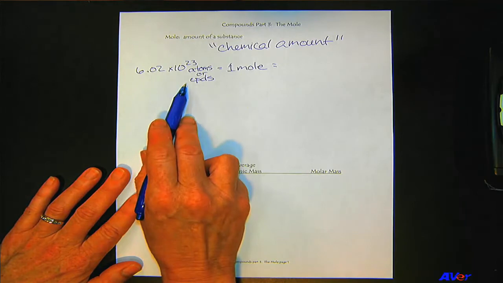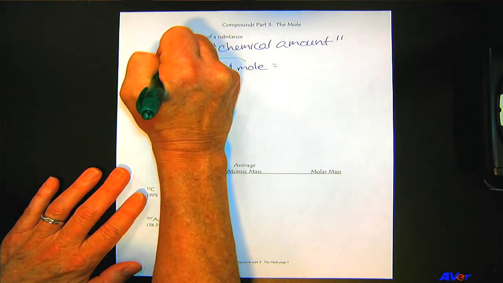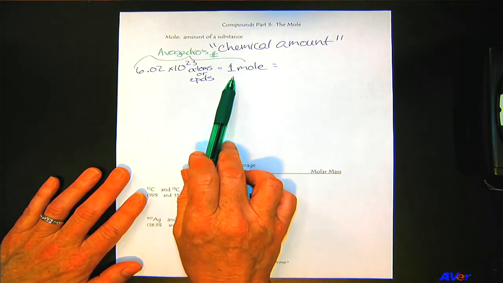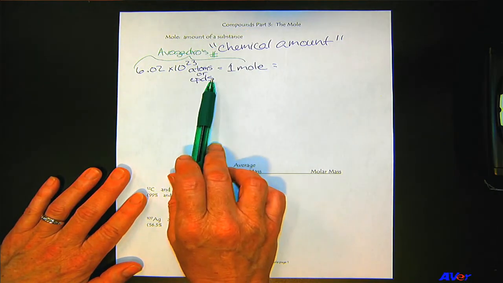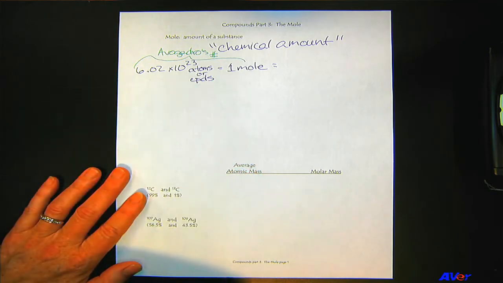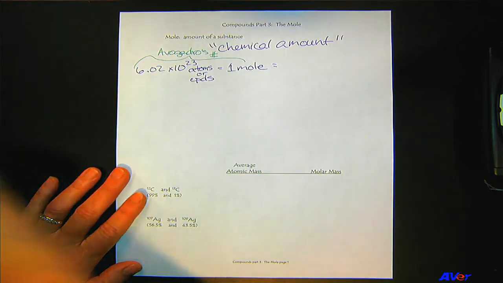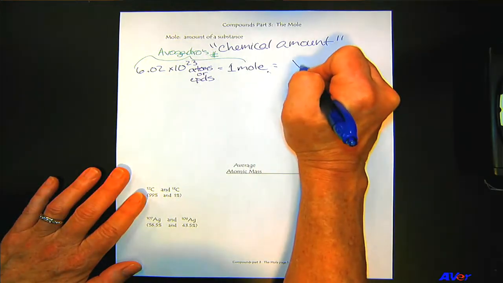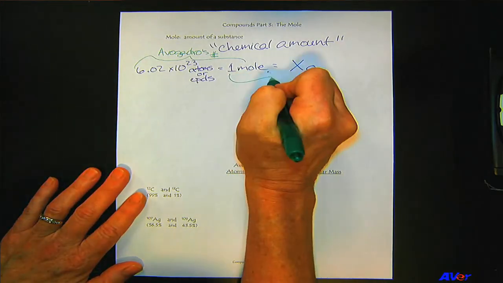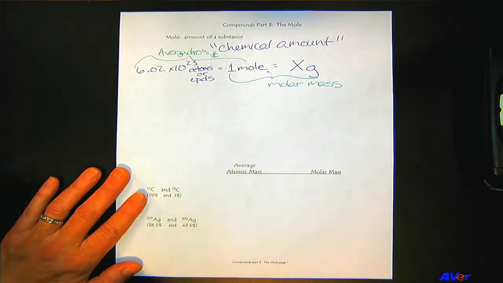Now, this definition right here was called Avogadro's number. And it's as simple as that, just a definition. So we could have a mole of anything, a mole of watermelons, a mole of shoes, a mole of hats, but it makes more sense to use it in chemistry with atoms or compounds because they're so tiny. But a mole can also be defined as a specific number of grams of a sample. And when we define a mole this way, we call it the molar mass.